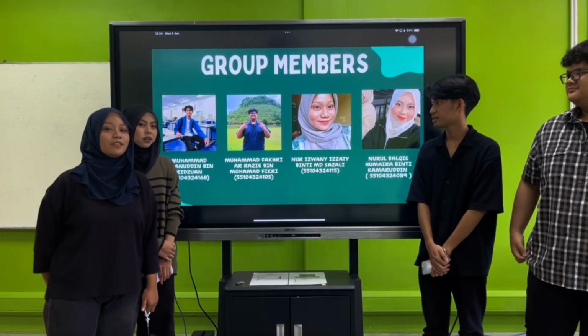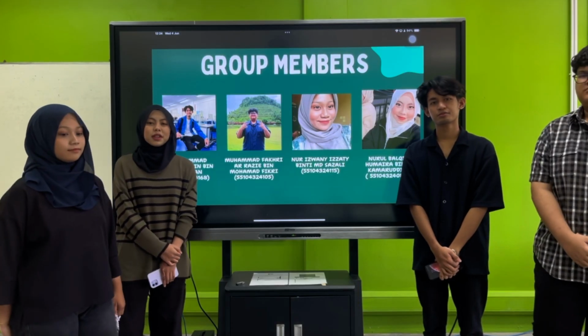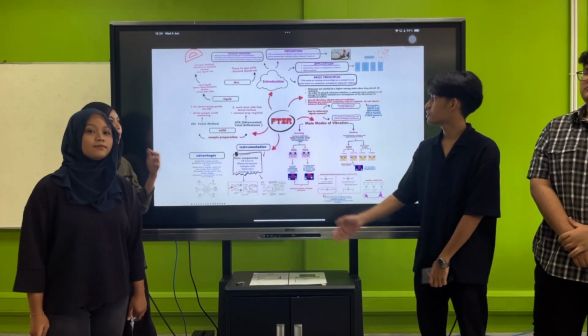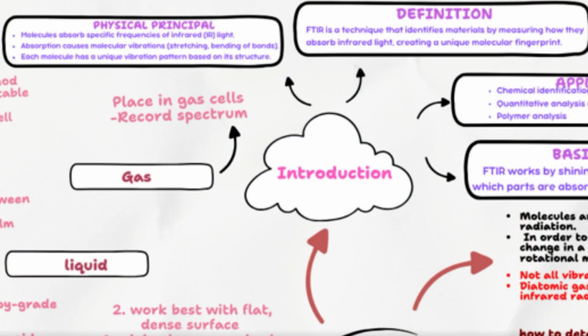I'm Rizwan. As you know, this is our mind map that we submitted earlier. The first part is introduction. Definition: FTIR or Fourier transform infrared spectroscopy is a technique used to identify materials by checking how they absorb infrared light. Each material creates a unique pattern like a fingerprint.